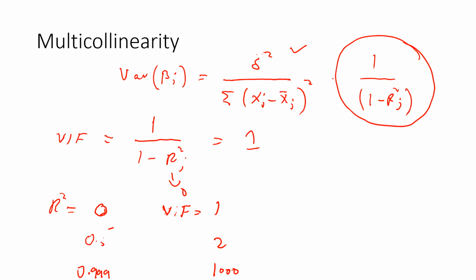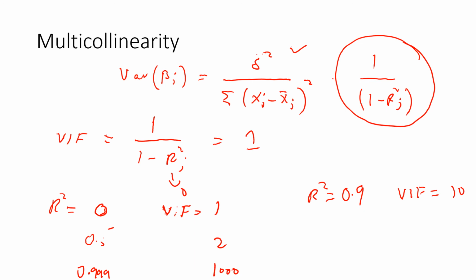There is a general principle that VIF values exceeding 10 are generally viewed as evidence of the existence of problematic multicollinearity, and that occurs when we have R squared equal to 0.9. At that point, the value of VIF is equal to 10.